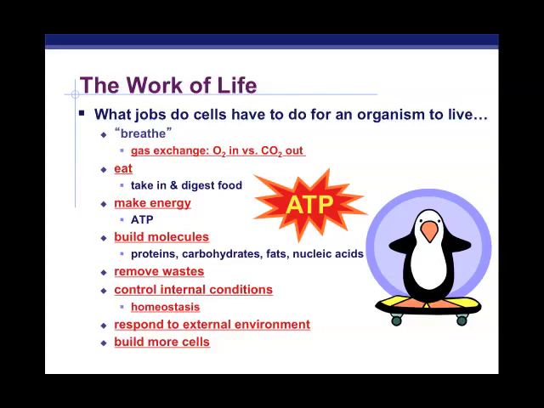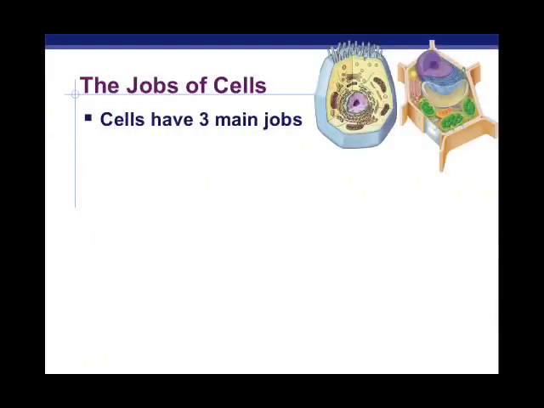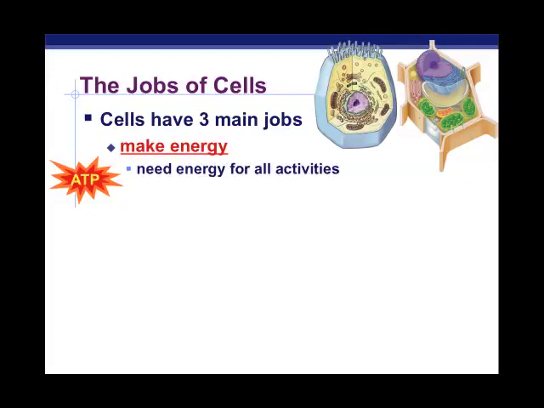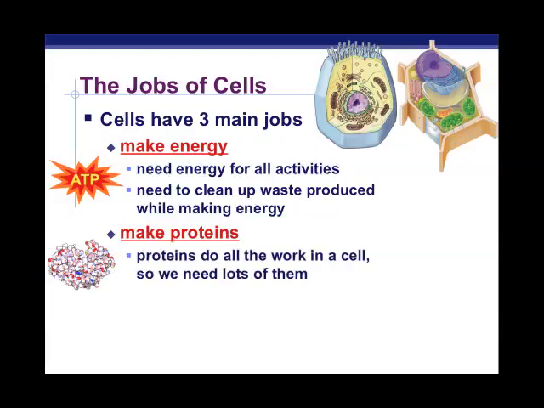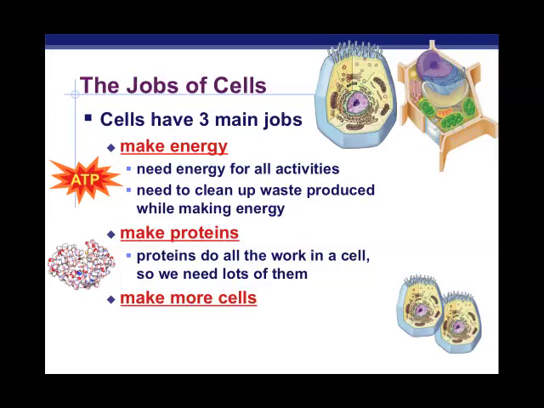And then cells need to create more cells. They die, they go through the cycle of life. They're born, they die, they get replaced. So there are 3 main jobs. Make energy, make proteins, which are hormones, enzymes. They all work together in a cell in order to survive. And then cells have to make more cells. As they get old, they need to be replaced.